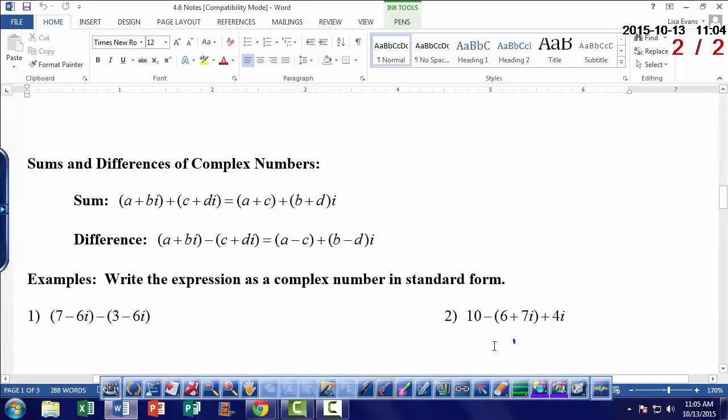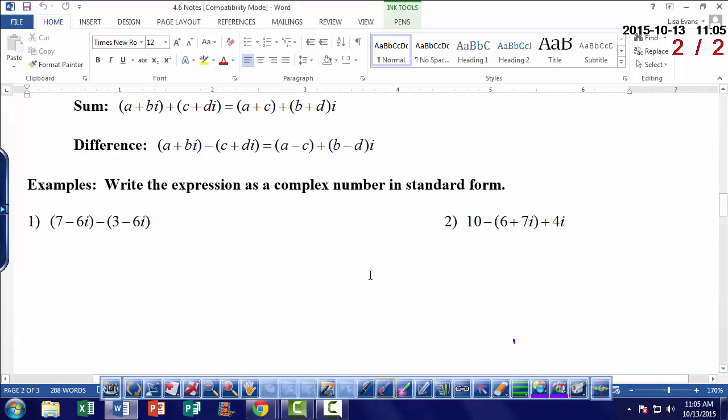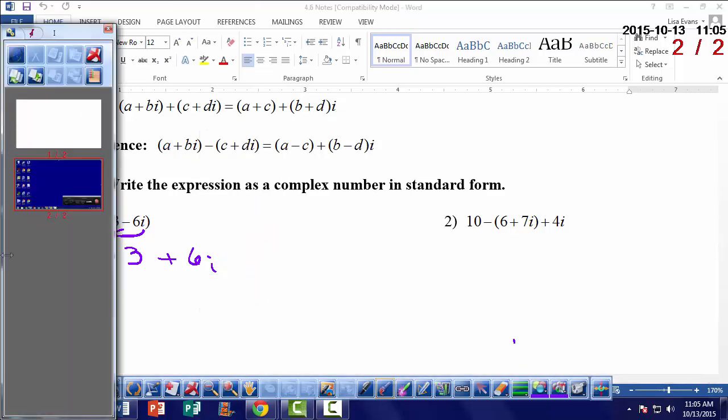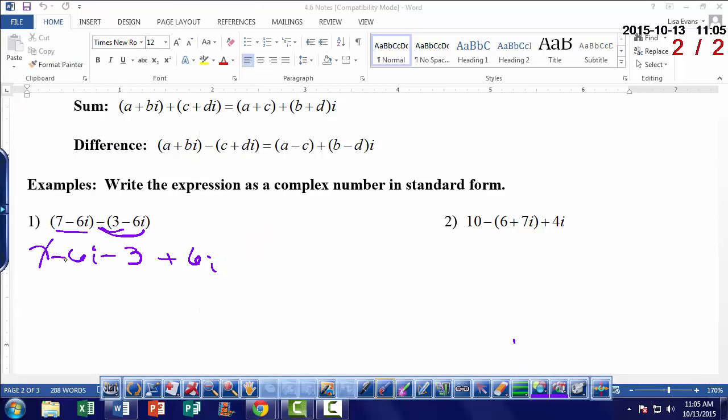Okay, let's go ahead and try some problems so you can see an example of what I'm talking about. All right, sum and difference. Sum and difference just are adding the real parts and adding the imaginary parts, or subtracting the real parts and subtracting the imaginary parts. So what you need to be careful of is anytime we're subtracting, because you are going to distribute a negative. So leave this first part alone, 7 minus 6i, and then distribute the negative, so -3, and distribute this becomes plus 6i. Now, you want to write your real parts first. So 7 minus 3 is 4, and then -6i plus 6i is 0. You don't need to write 0i, so our answer to this problem is just 4.